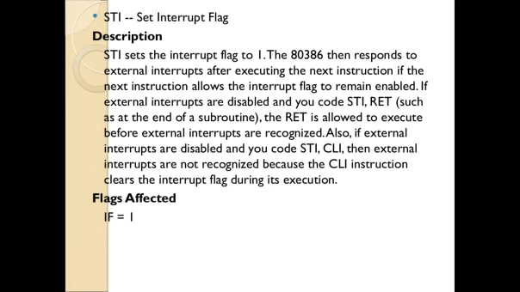Second instruction is STI, set interrupt flag. It is the reverse of CLI. So whenever you want to set IF equal to 1, we are going to execute STI. So it sets the interrupt flag to 1. The 8086 then responds to external interrupts after executing the next instruction, if the next instruction allows the interrupt flag to remain enabled. If external interrupts are disabled and you code STI RET, the RET is allowed to execute before external interrupts are recognized. The flag affected is IF, again it will be set to 1.